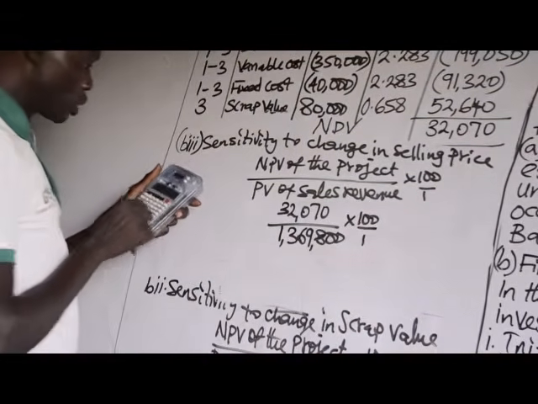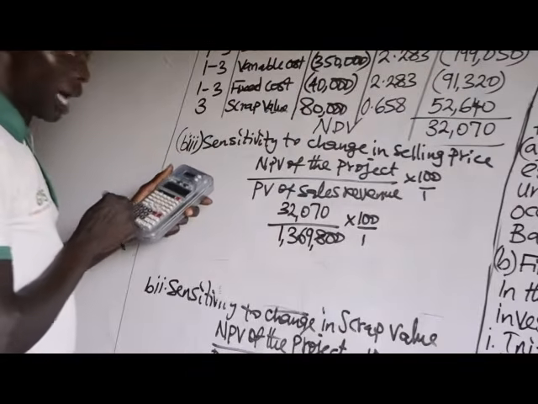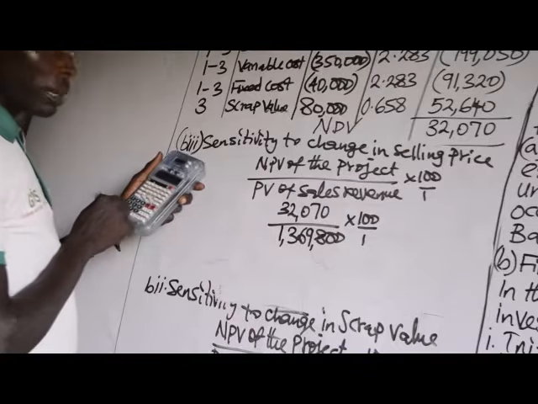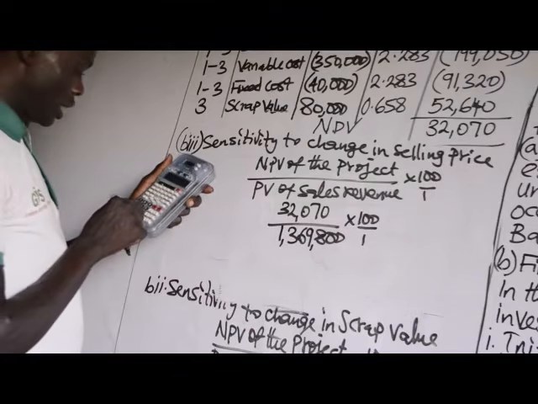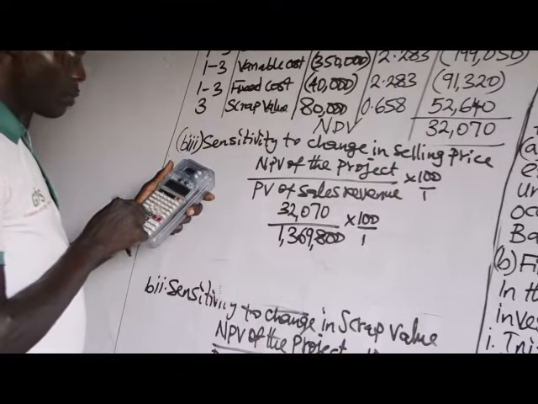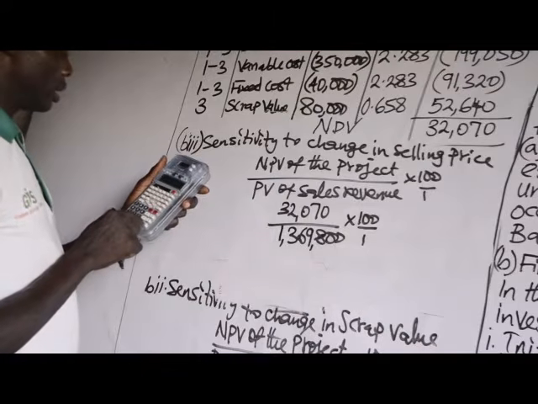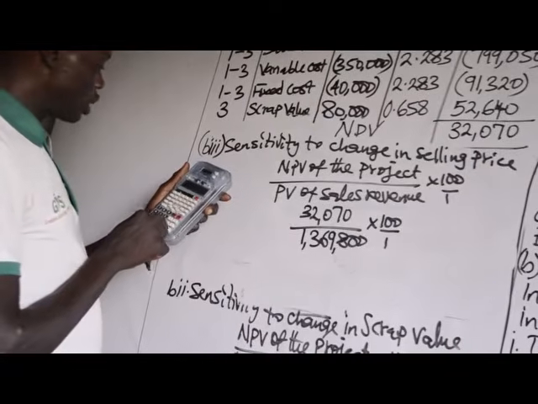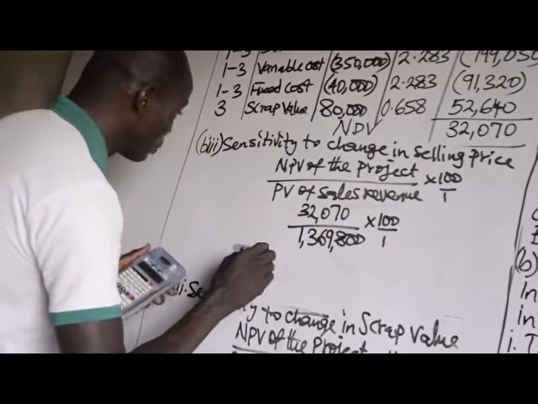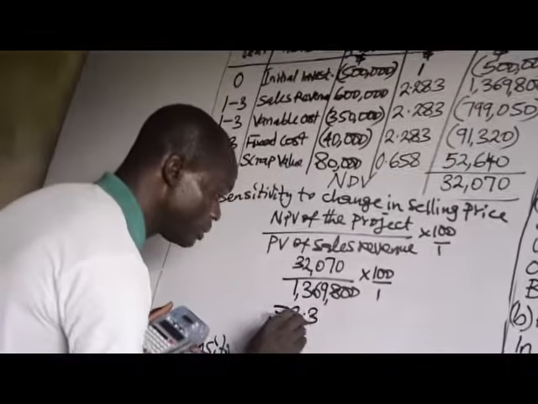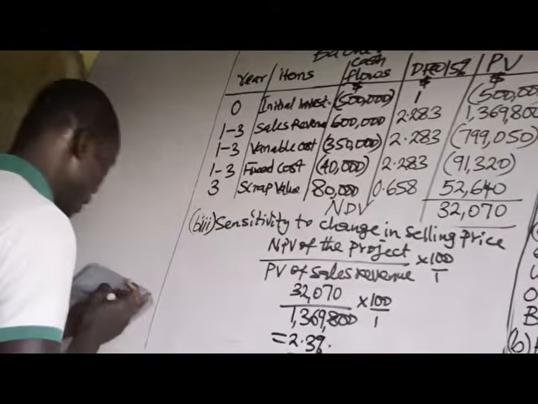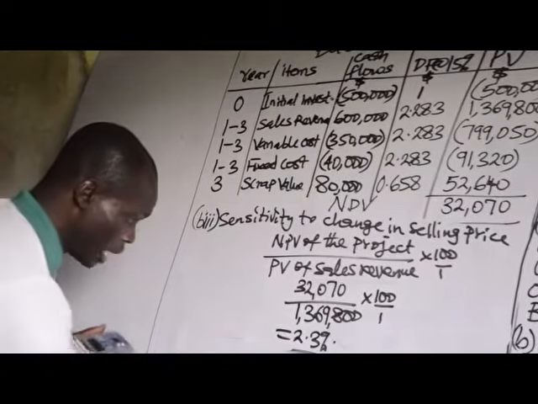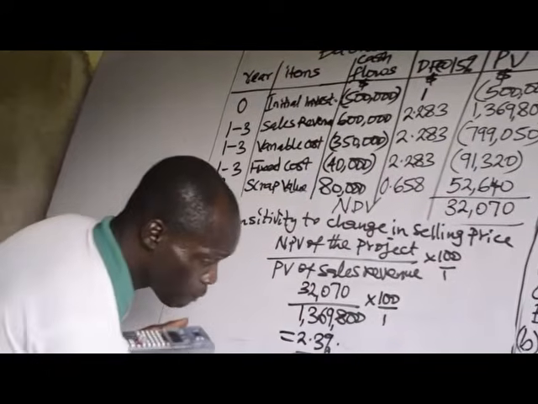So we have 32,070 divided by 1,369,800 times 100. That gives us 2.3%. That is the sensitivity to selling price. B4.